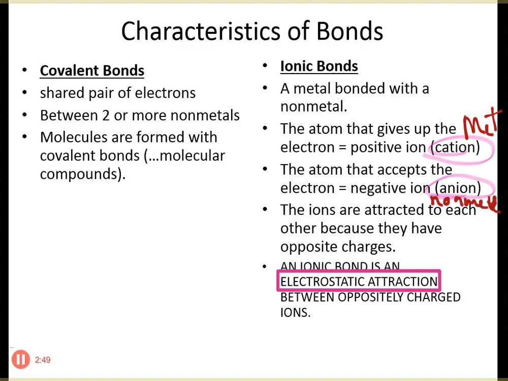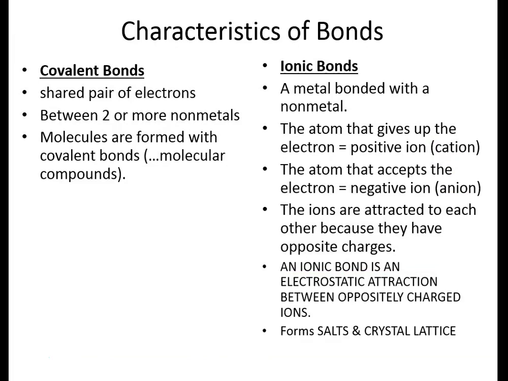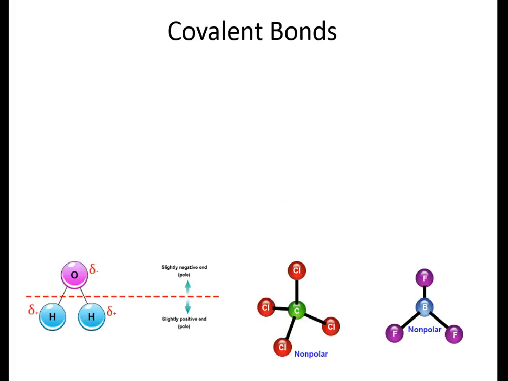Okay, and the cation is always the metal, and the anion is always the non-metal. All right, so moving along. And they form salt and crystal lattice structure. Okay, salt is like NaCl, KCl, CaBr2. So things like that, those are salts.